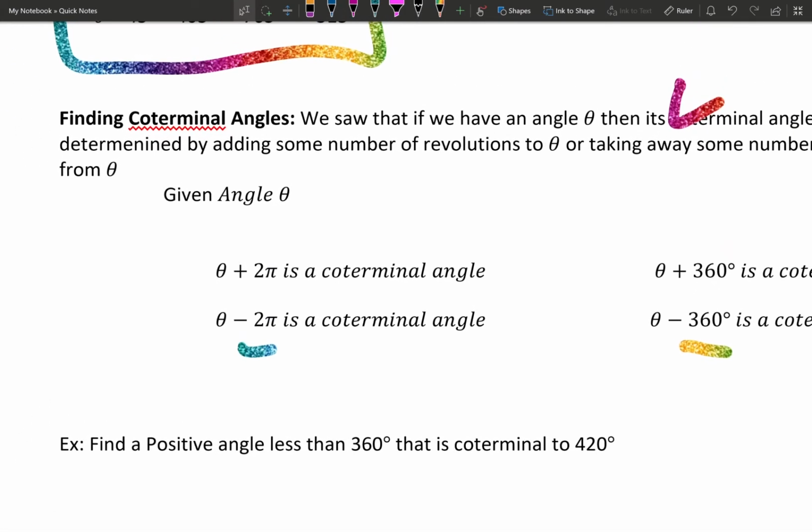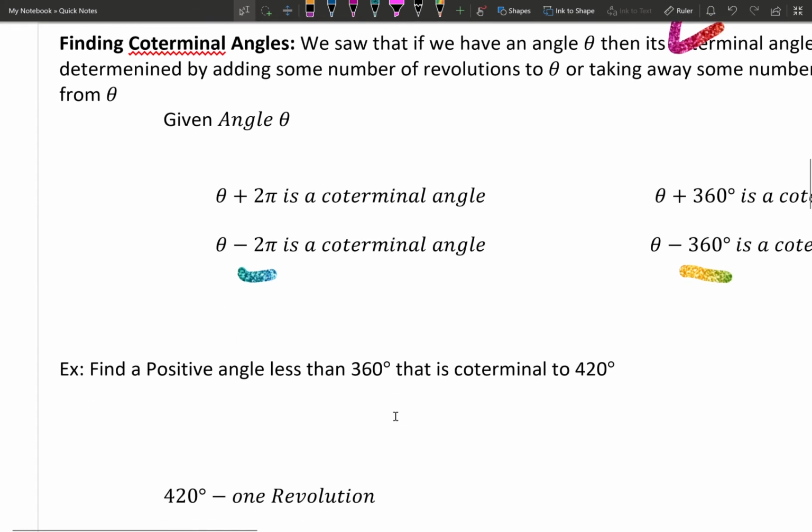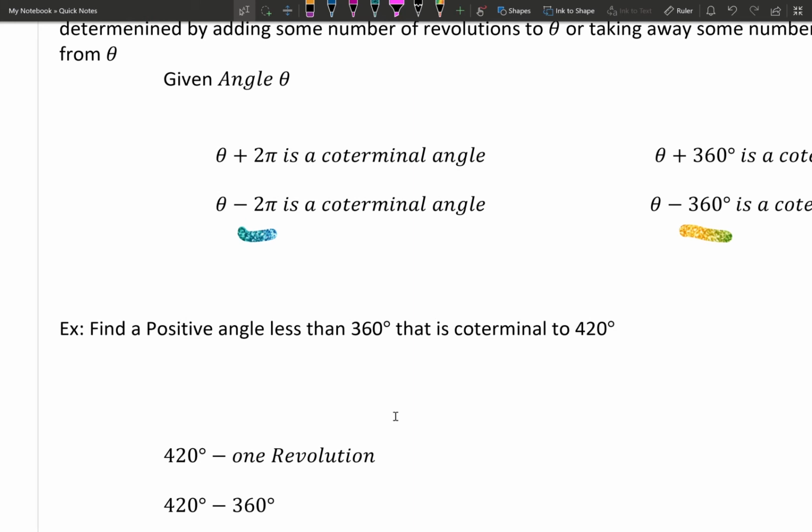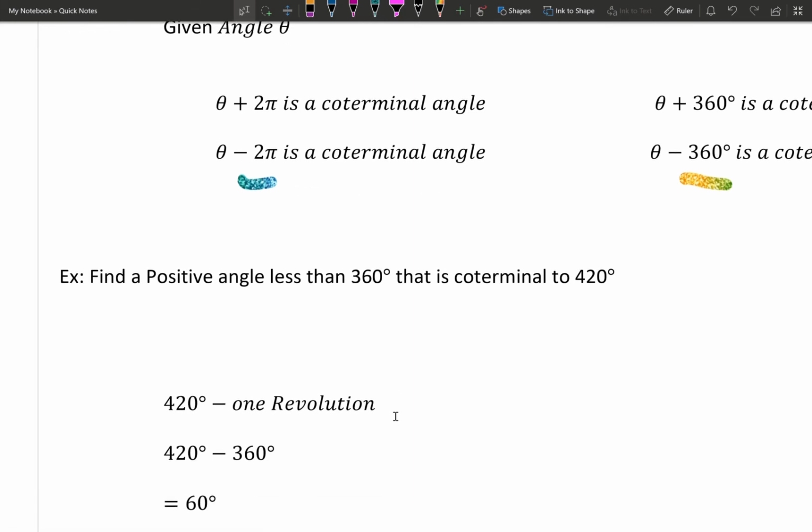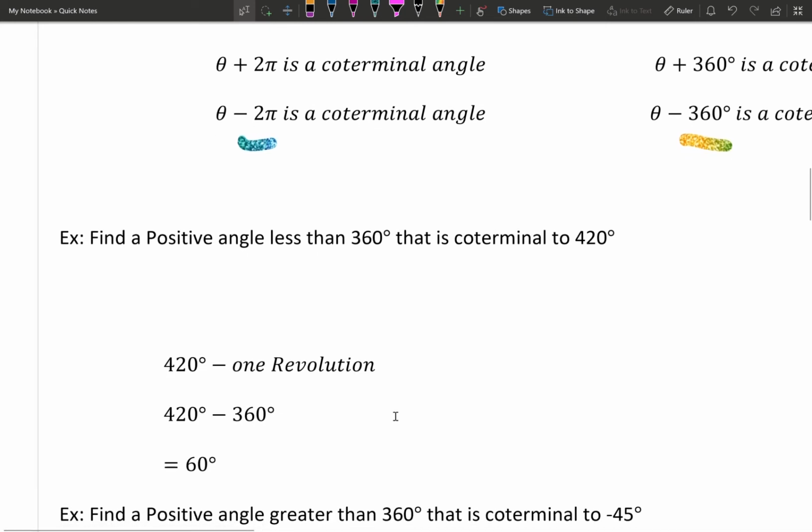Alright, our first example, find a positive angle less than 360 degrees that is coterminal to 420 degrees. So we have an angle measure that's 420 degrees, and we want it to be less than 360 degrees. Well, we already said that coterminal angles are some revolution away from our original angle. So I'm going to take away one revolution. If I take away one revolution, that means I'm taking away 360 degrees. So my coterminal angle here is 60 degrees. Not bad, right?